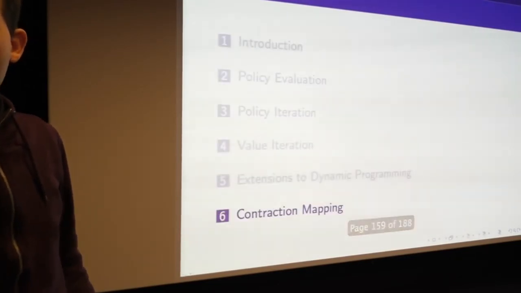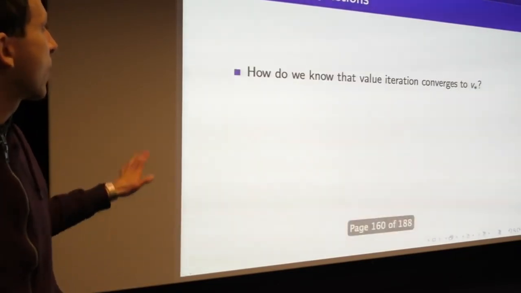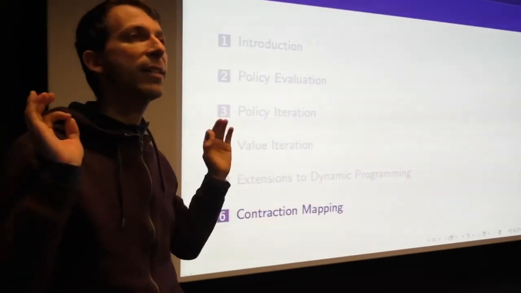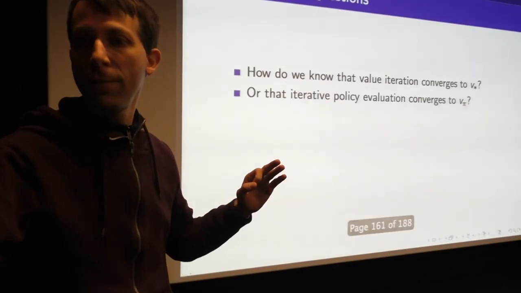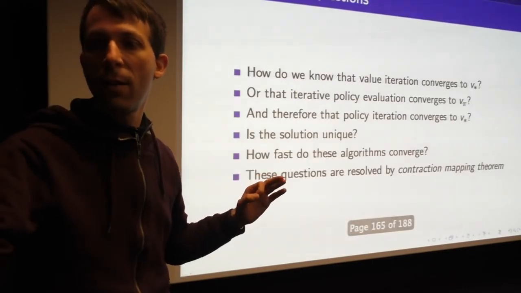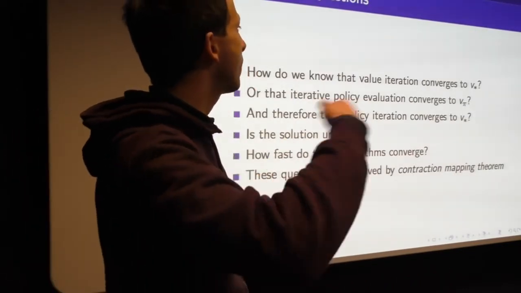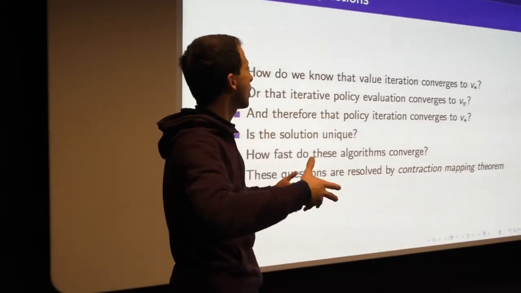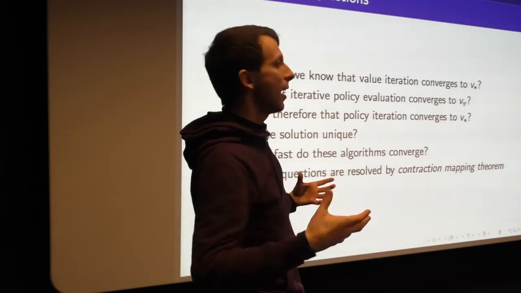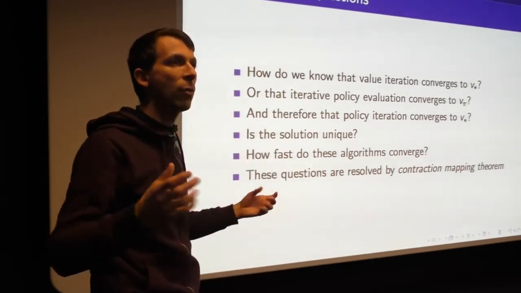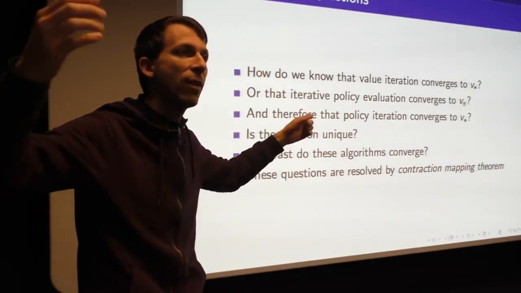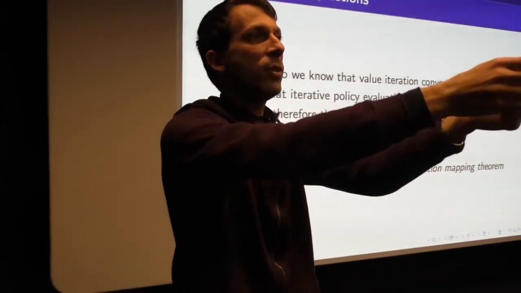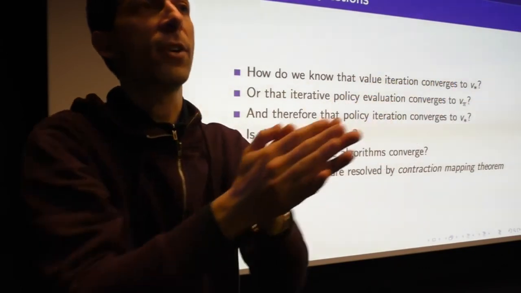I just want to point out that contraction mapping is in the lecture notes. It basically shows you that value iteration converges to V star, iterative policy evaluation converges to V pi, and policy iteration converges to V star. The way that all of these work is by the same iterations. They bring your value functions closer and closer together until you find one unique solution, which is the value function in that case.